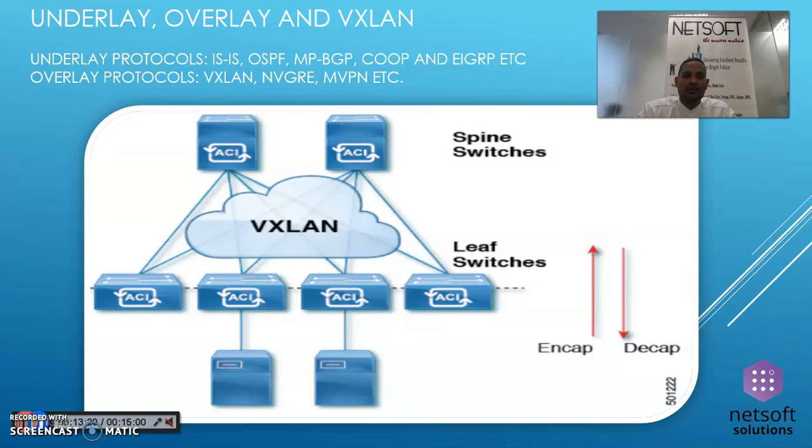Overlay network is a network which is created on top of your underlay network. For example, VXLAN, or you will make GRE connections or MVPN connections. These are a few examples of creating an overlay network.